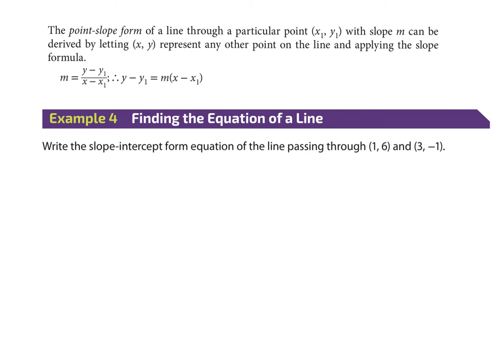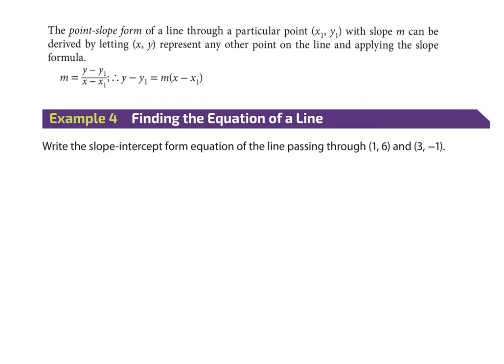And so this form of the line actually comes from your slope formula. You'll see that your slope is y minus y1 over x minus x1. And if you multiply both sides by that x minus x1, you're going to be left with y minus y1 by itself equals m times x minus x1. And this is your point slope.